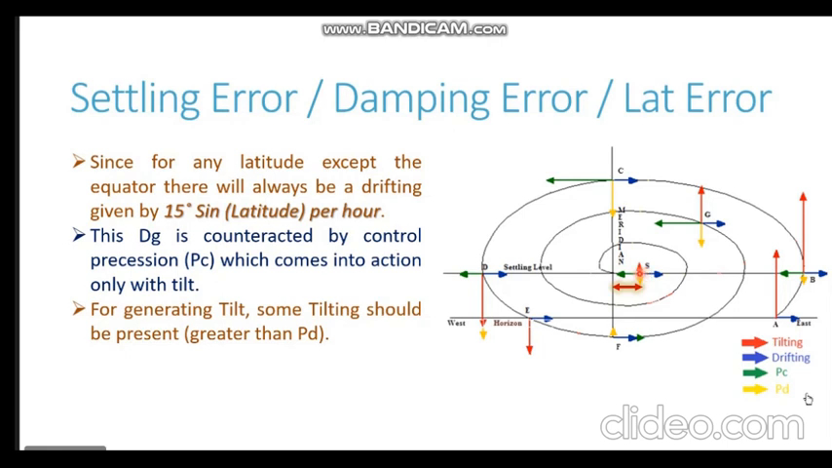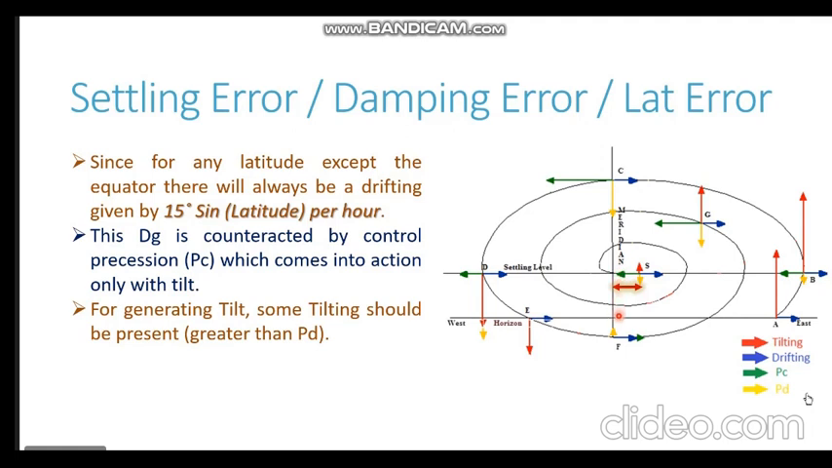Now, control precession is proportional to tilt. So control precession can only be generated if there is some tilt. We know from the control precession formula that control precession is proportional to tilt. In this particular case, the drifting being easterly, we require a westerly control precession. So a westerly control precession can be generated only when the spin axis is tilted upwards.